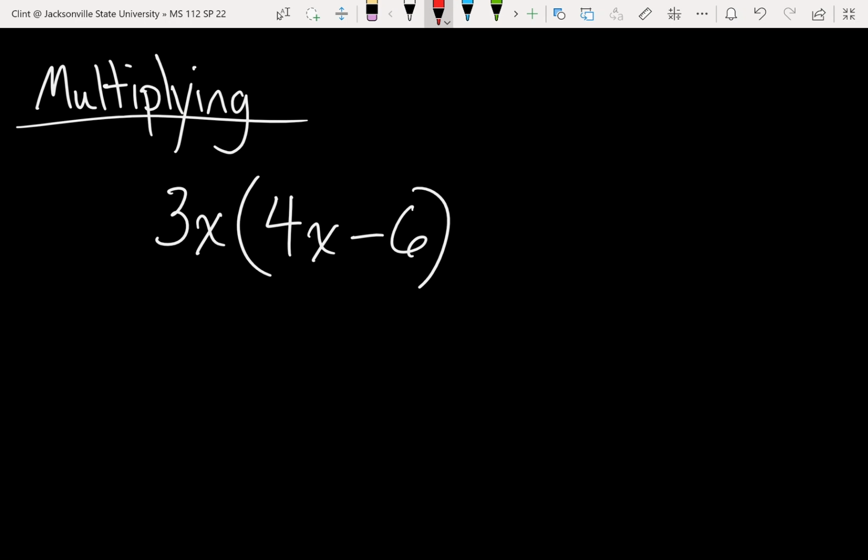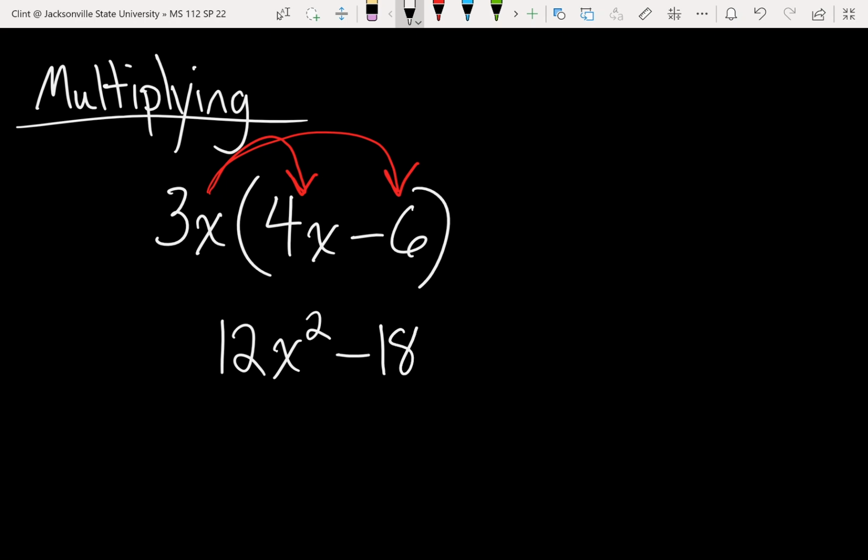So the idea is we want to multiply the 3x not just by the 4x, but we want to multiply it also by negative 6. Got to do both. So do 3x times 4x. 3 times 4 is 12. X times x, what's that give us? X squared, yep. And 3x times negative 6: 3 times negative 6, negative 18.